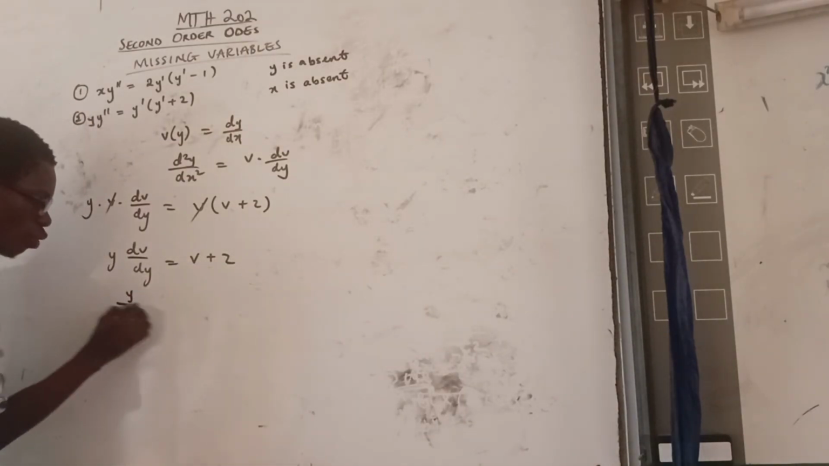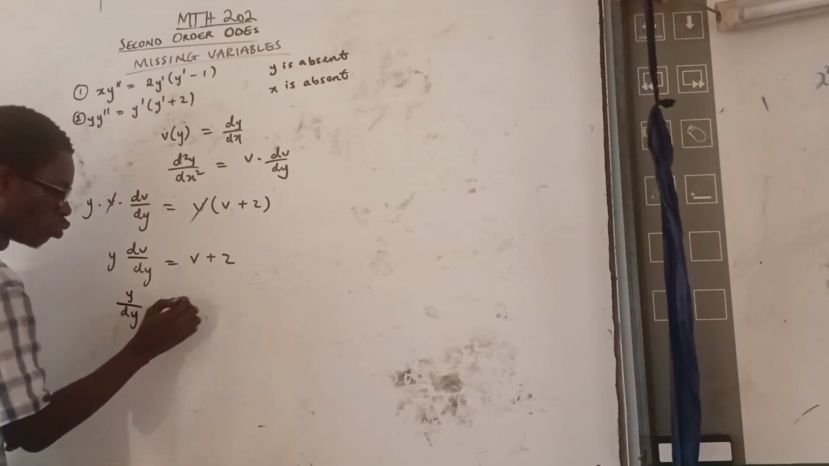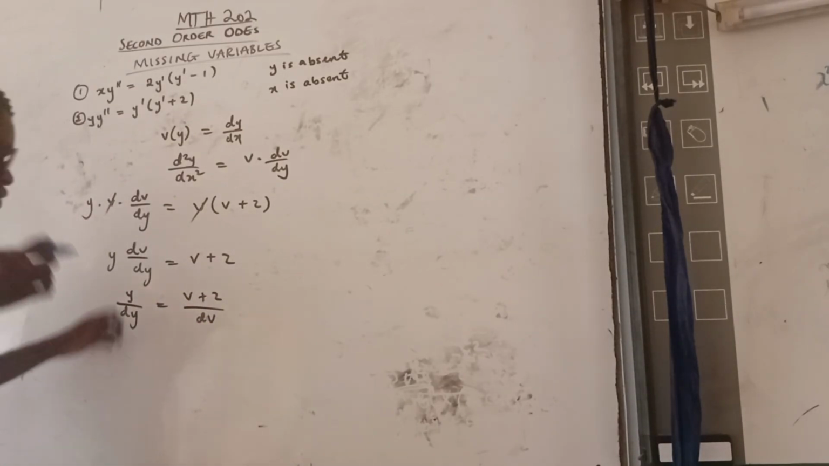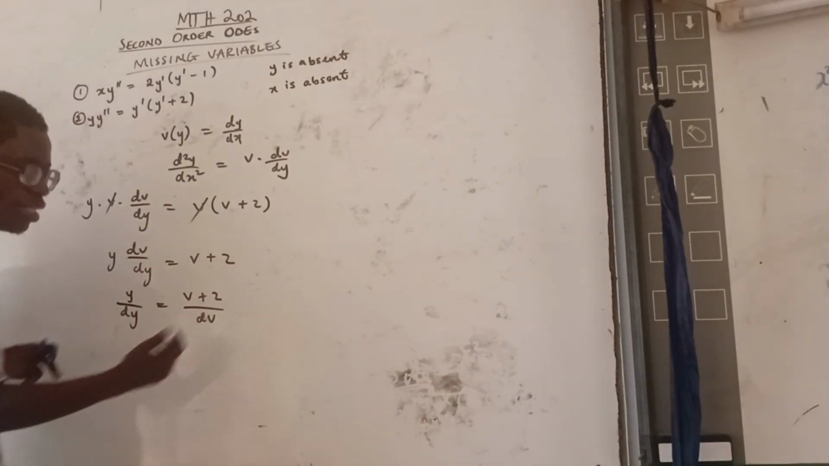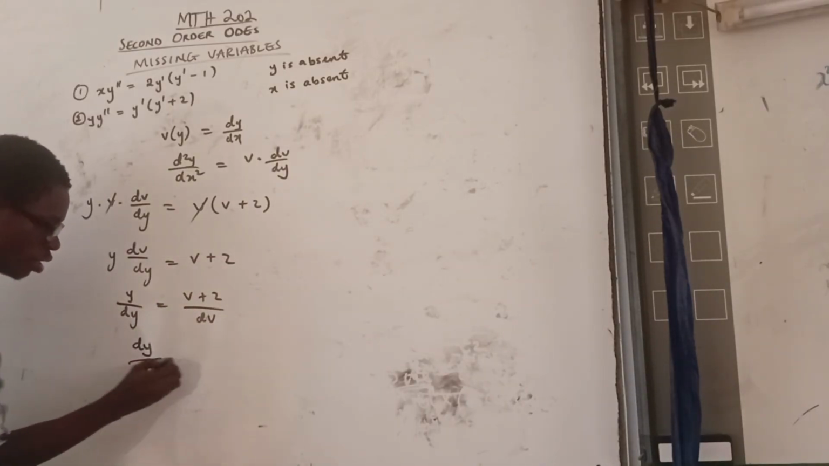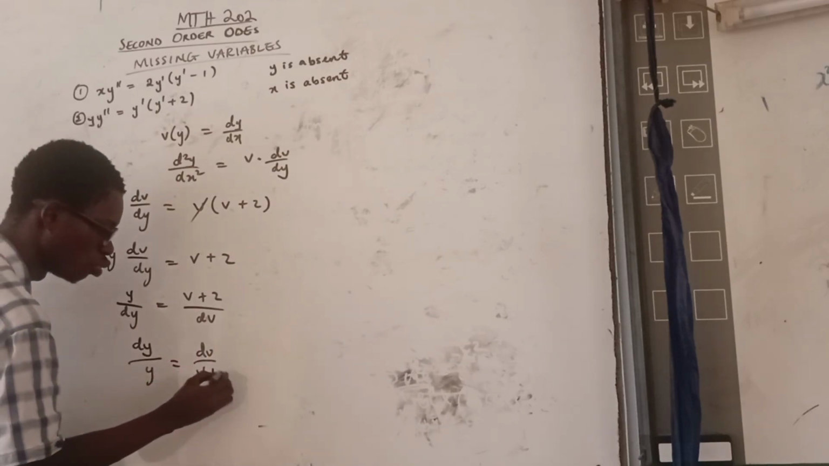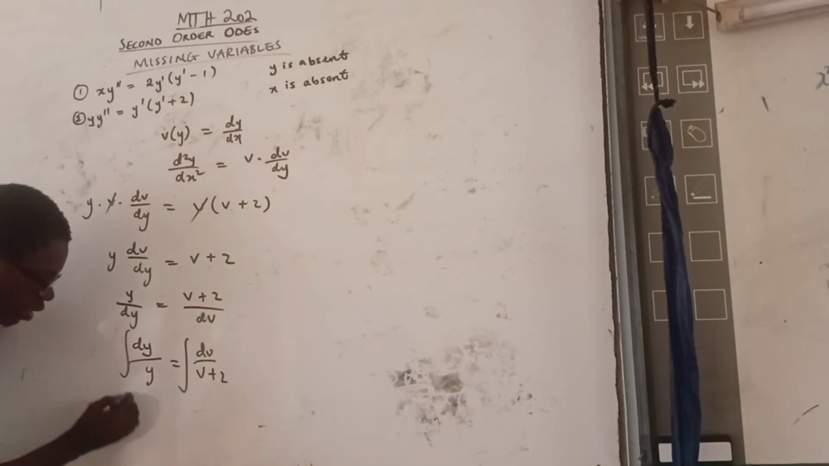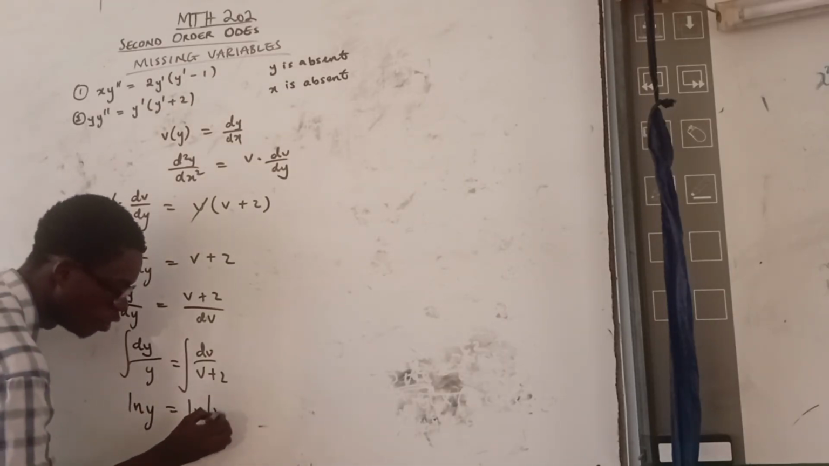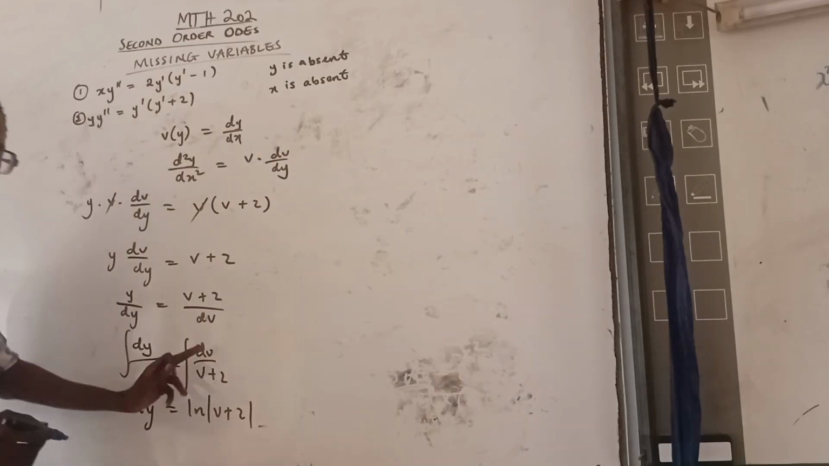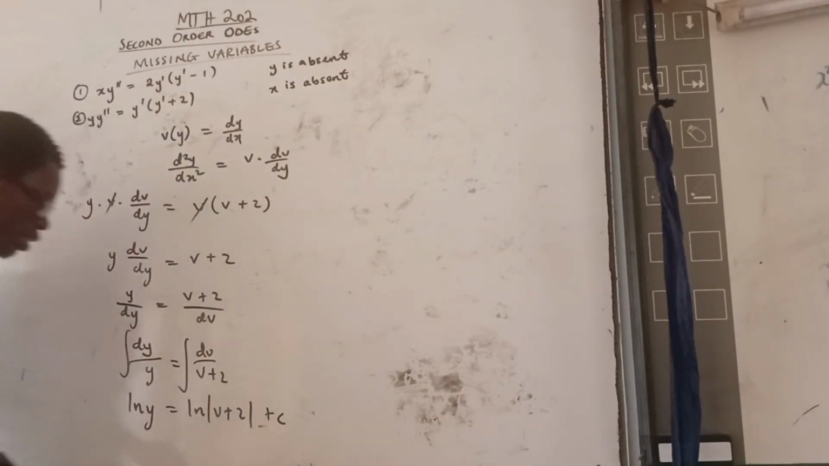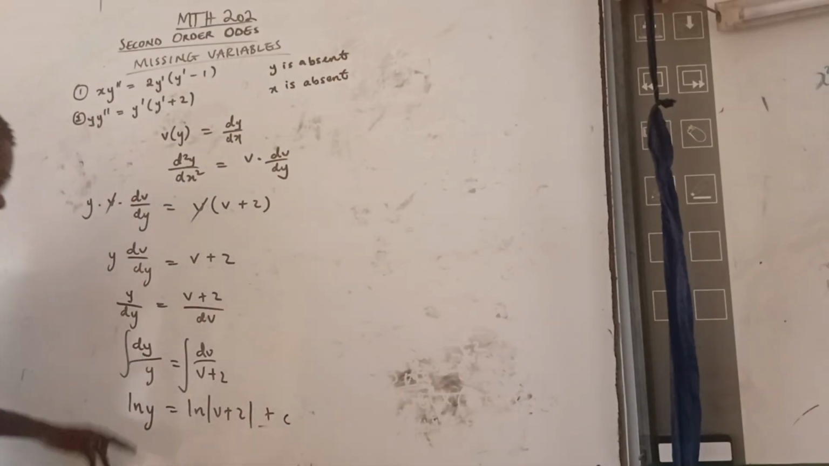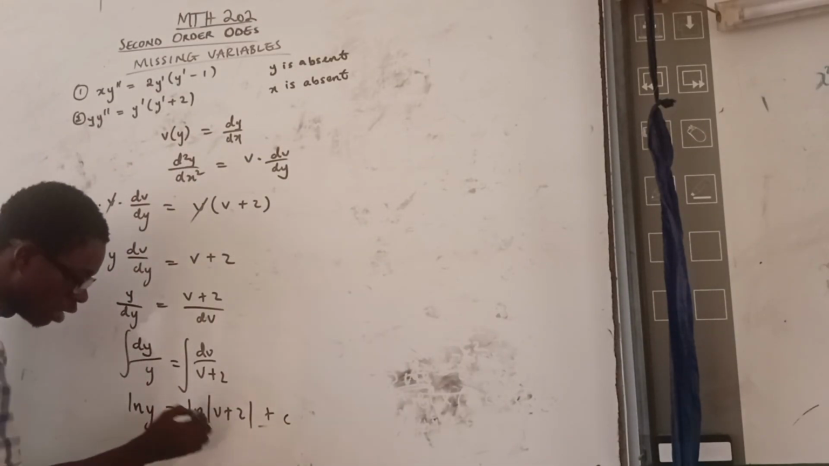We have dy over y. I can take this under here, equals (v plus 2) over dv. Separable equations: you can watch the videos on separable equations for this. So now we can transpose this and say dy over y equals dv over (v plus 2). Now integrate both sides with respect to whatever they are to be integrated. So we are going to have ln y equals ln (v plus 2), since if I differentiate v plus 2, I get 1, plus c. Instead of writing c, it does not matter.